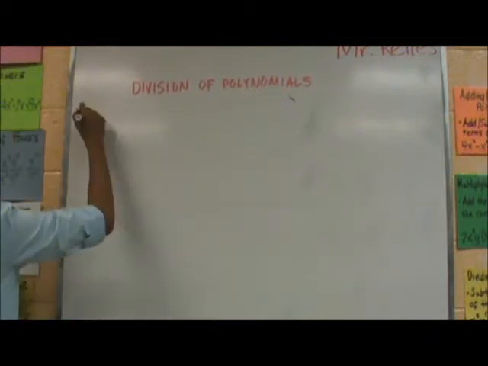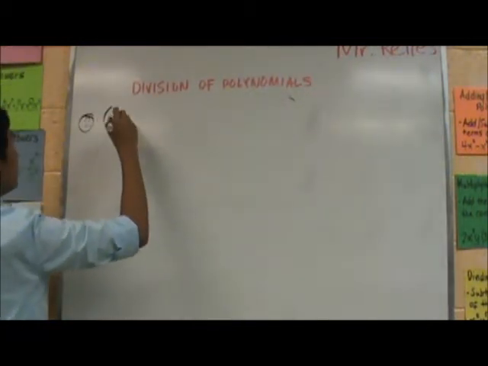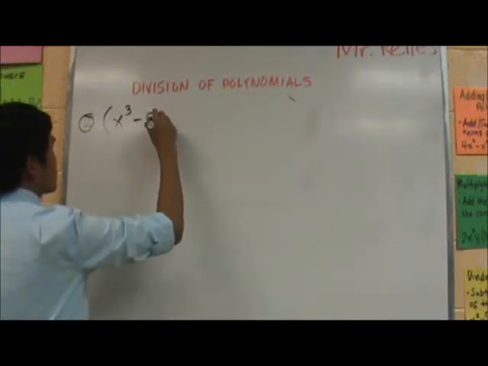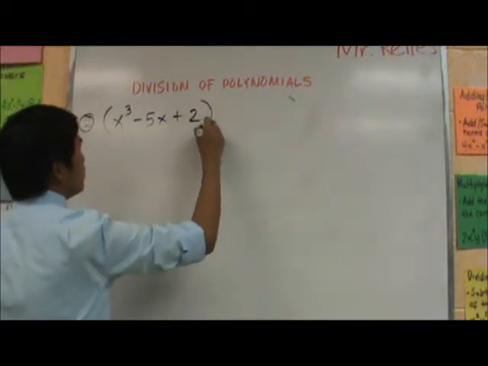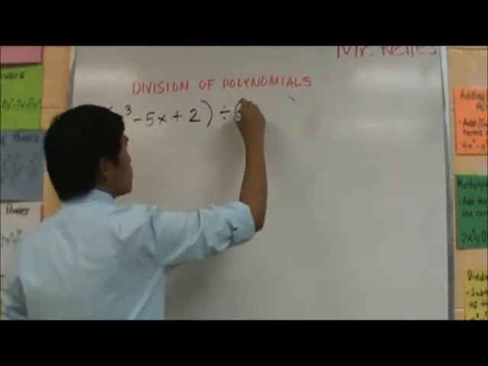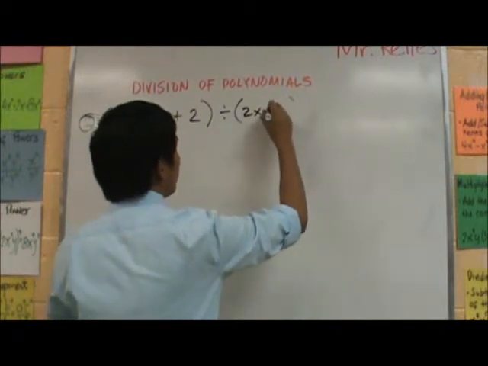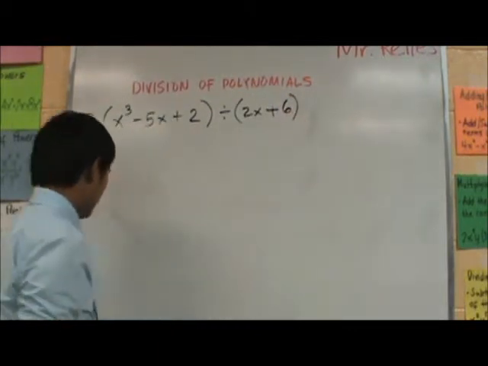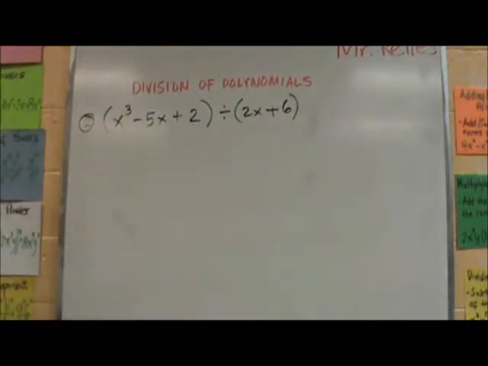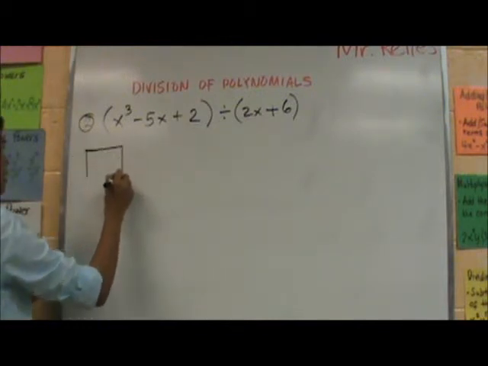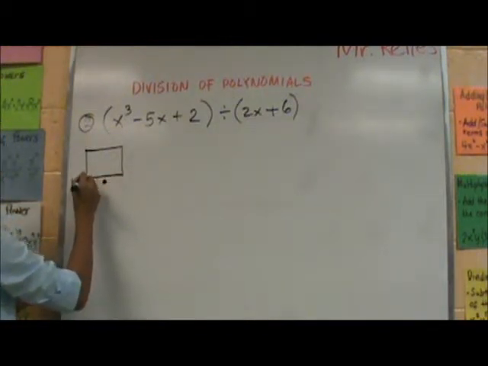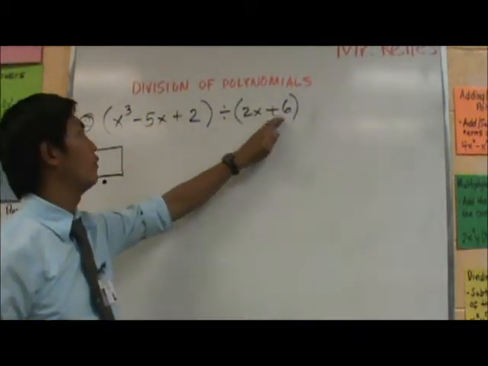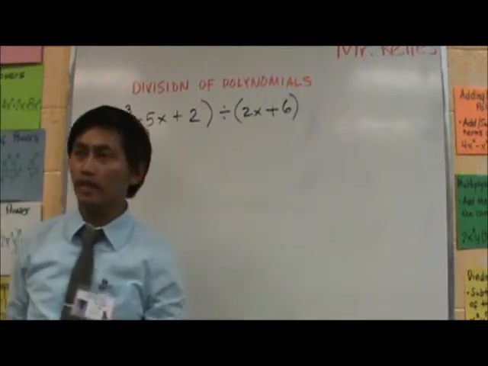Okay, let's try number 2. How about x cubed minus 5x plus 2 divided by 2x plus 6? Once again, the first step is the box and a dot here, which means times. Here the number is 6. If we put it inside, it becomes negative 6.